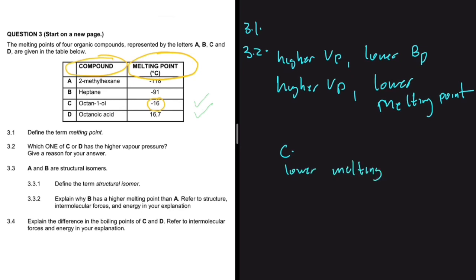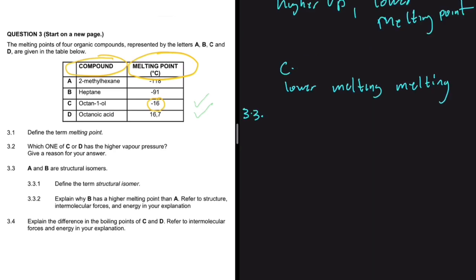We know fully well that the higher the vapor pressure, the lower the melting point. 3.3.1 says let's define the term structural isomer. So structural isomers are organic compounds that have the same molecular formula but different structural formula.